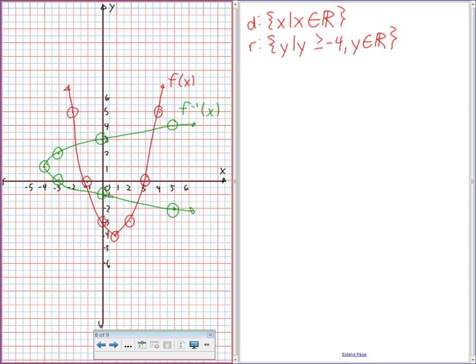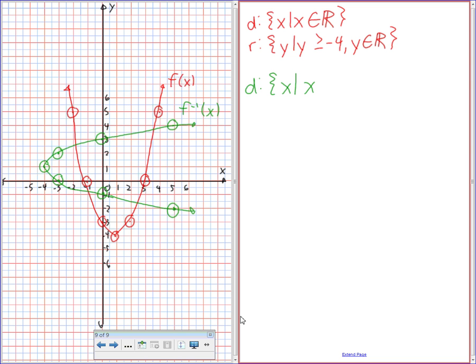What's the domain of that going to be? Yeah, go ahead. The domain is x, and then negative 4 is less than or equal to x. Good. So x is greater than or equal to negative 4. Negative 4 is less than or equal to x. It's the same as x is greater than or equal to negative 4. What's the range going to be?